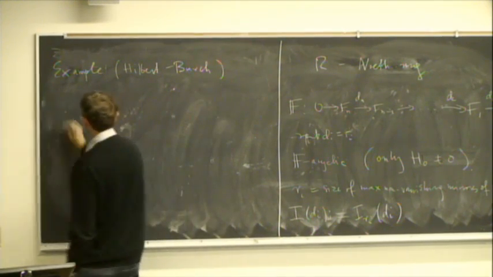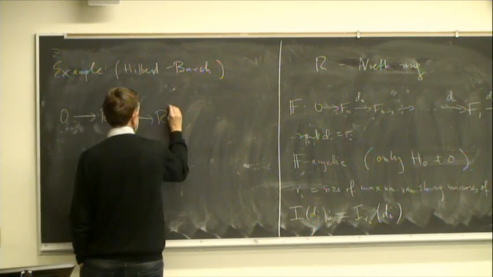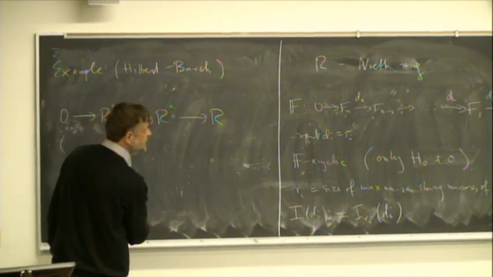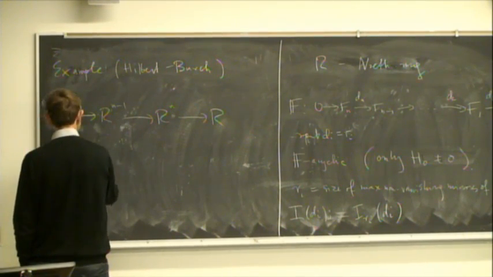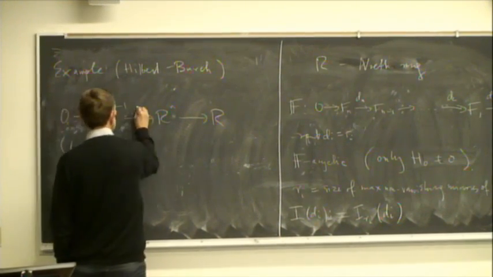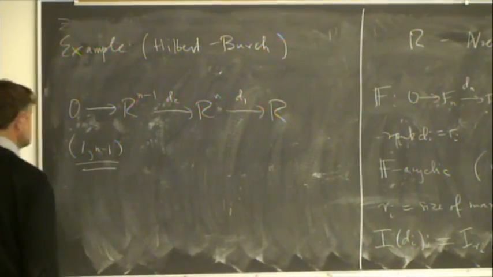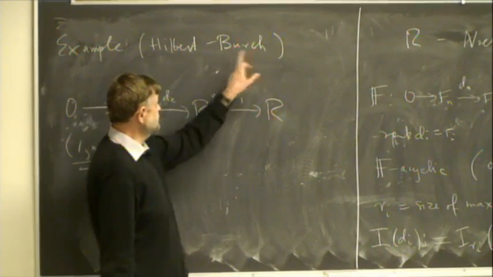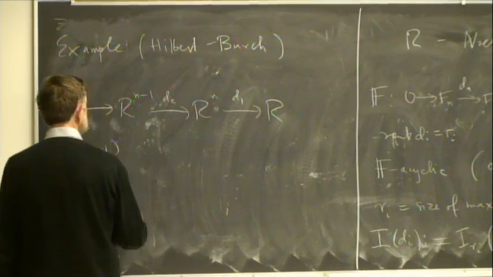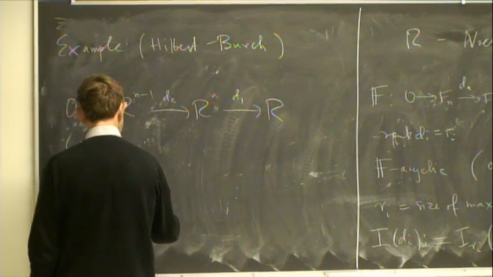So let's look at the resolutions of the type R^{n-1} → R^n → R, so it means we take the format 1, n, n-1 as our format. Hilbert already noticed, so we have D2 and D1. In such a situation, Hilbert noticed it over a polynomial ring, but Birch generalized it to an arbitrary situation. Then basically, you see, D2 is an n by n-1 matrix.